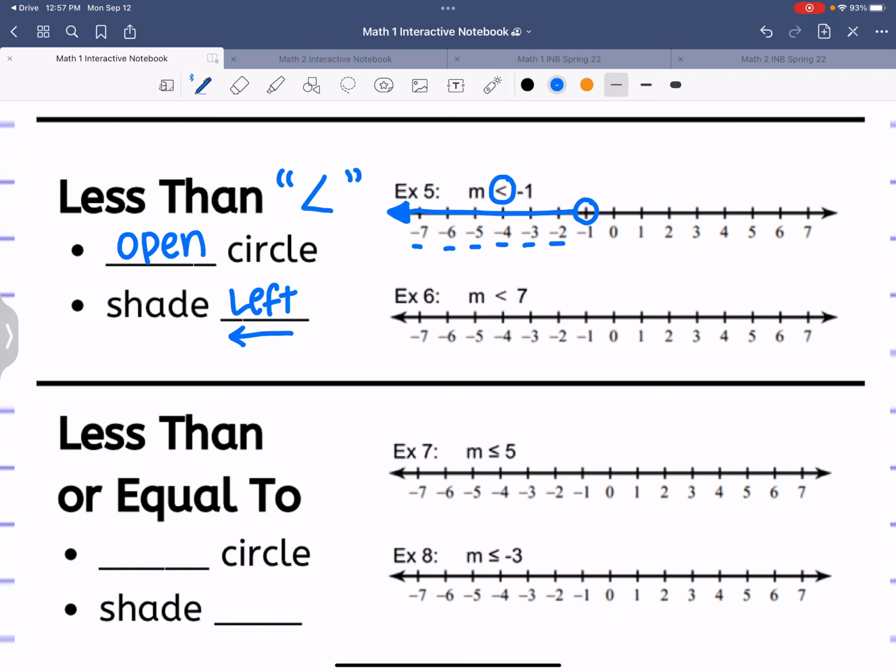In example 6, we have M is any number less than 7. So we will locate 7 on the number line with an open circle, and all the numbers that are less than 7 are the ones that are to the left. So 6 is less than 7, 5 is less than 7, and so on. All the numbers to the left are less than 7.